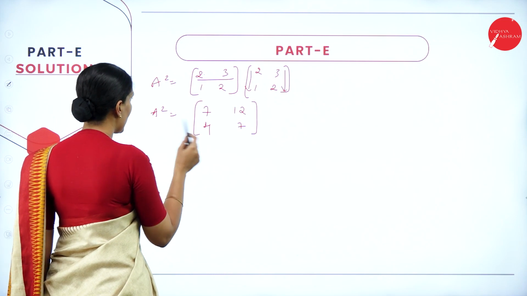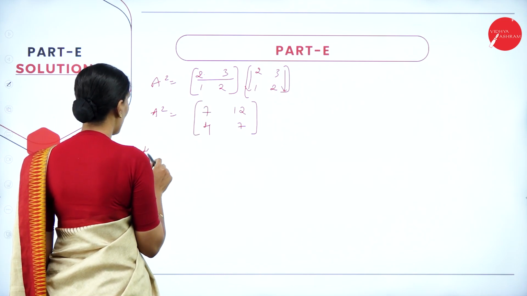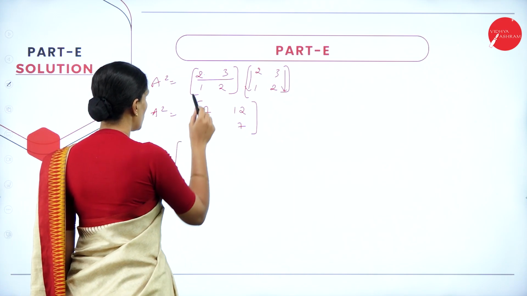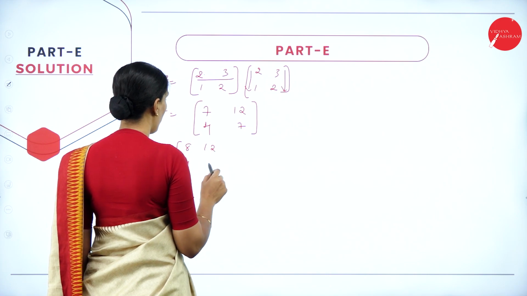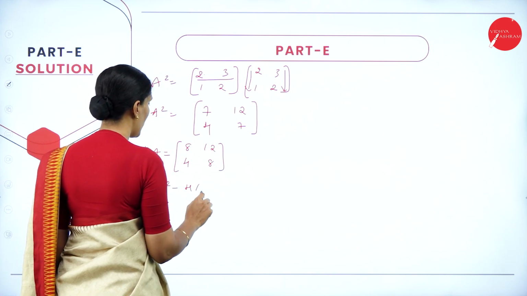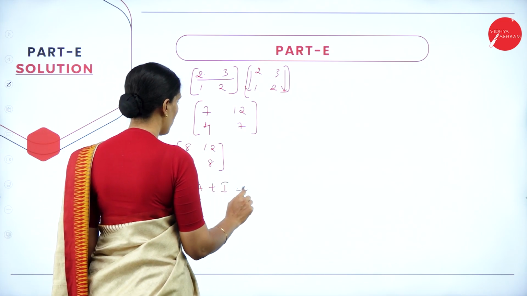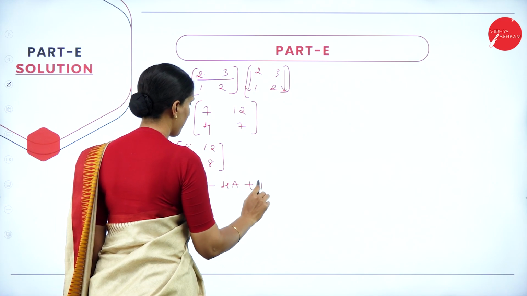Next, we will take the matrix 4A. So 4A is nothing but we are multiplying 4 to the given matrix. So 4 2s are 8, 4 3s are 12, 4 1s are 4 and we have 4 2s are 8. Let's take the equation A square minus 4A plus I equals 0.